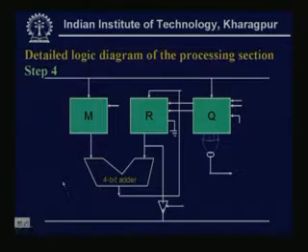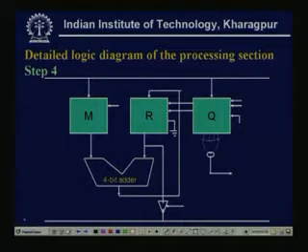Now, step 4. Step 4 was to complete the design of the processing section by establishing the necessary control inputs. Now, we see the detailed logic diagram of the processing section along with the control inputs. We have seen the 3 registers M, R, Q. R is a register, and M and Q are the 2 registers containing the multiplicand and the multiplier.